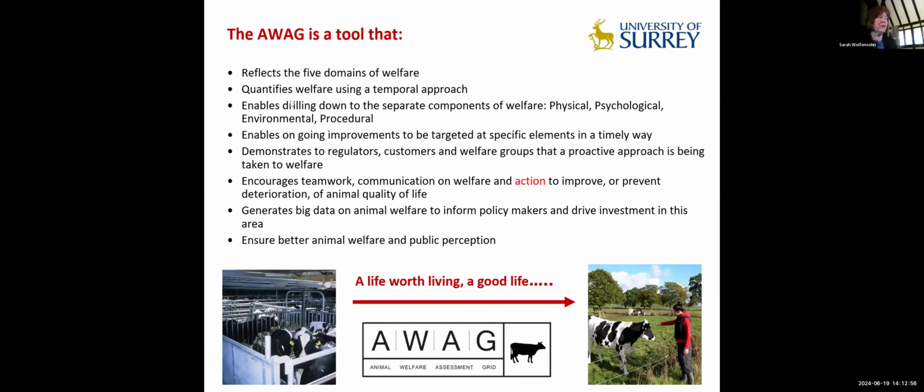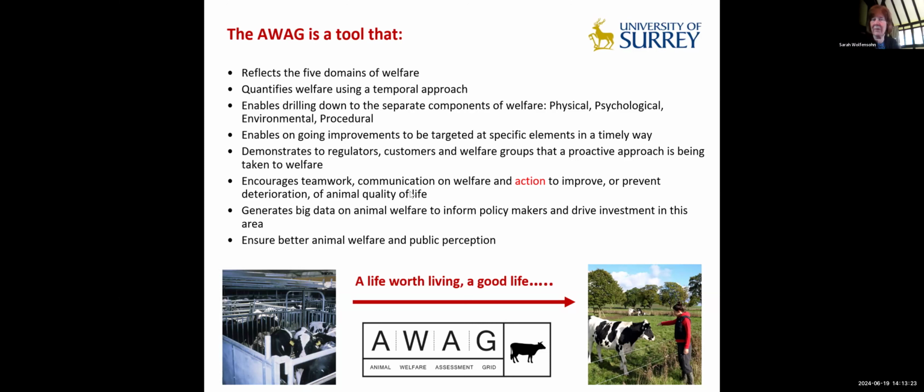So the AWAG is a tool that reflects those 5 domains of welfare, quantifies it using a temporal approach, and will drill down to those separate components so you can really focus on the factors that are causing the problem. So then you can have improvements targeted at the specific elements. It will then demonstrate to regulators, customers, welfare groups that you're taking a proactive approach to welfare. It encourages teamwork and communication on welfare.